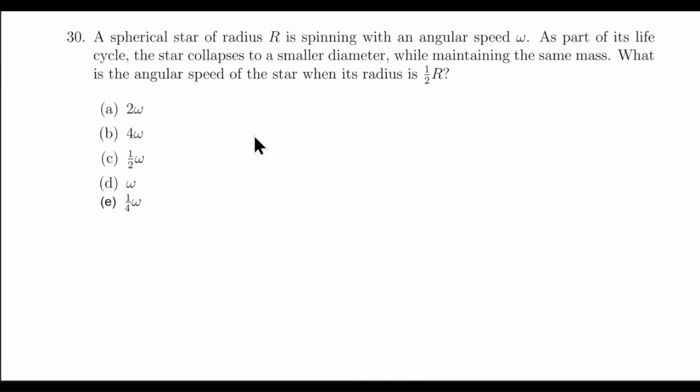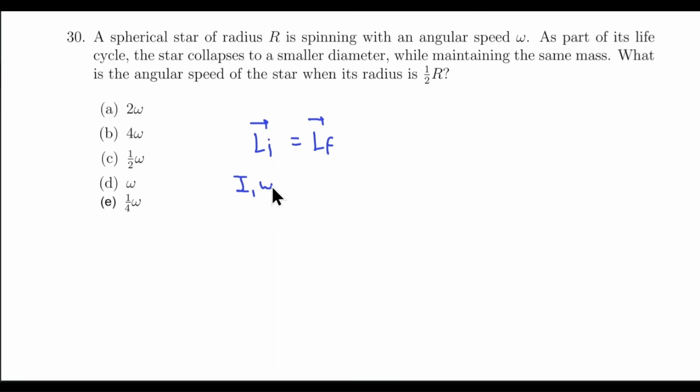All right, fellas. This question is about a spherical star of radius r that is spinning with omega. As part of its life cycle, the star collapses to a smaller diameter while maintaining the same mass. What is the new angular speed? This is a classic question of conservation of angular momentum because it's spinning and net torque is 0, so I'm going to say that L initial is equal to L final.